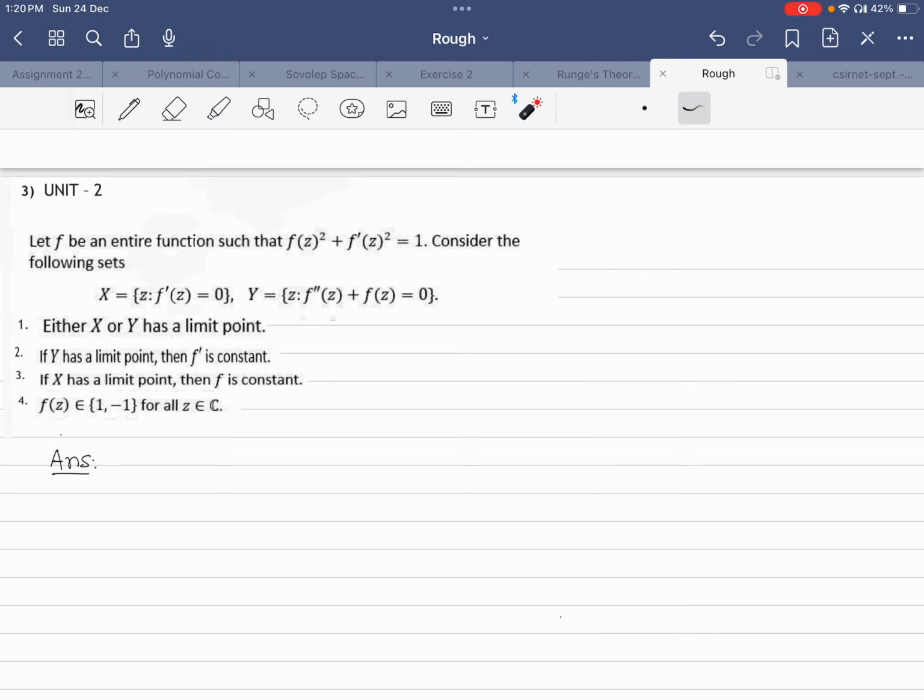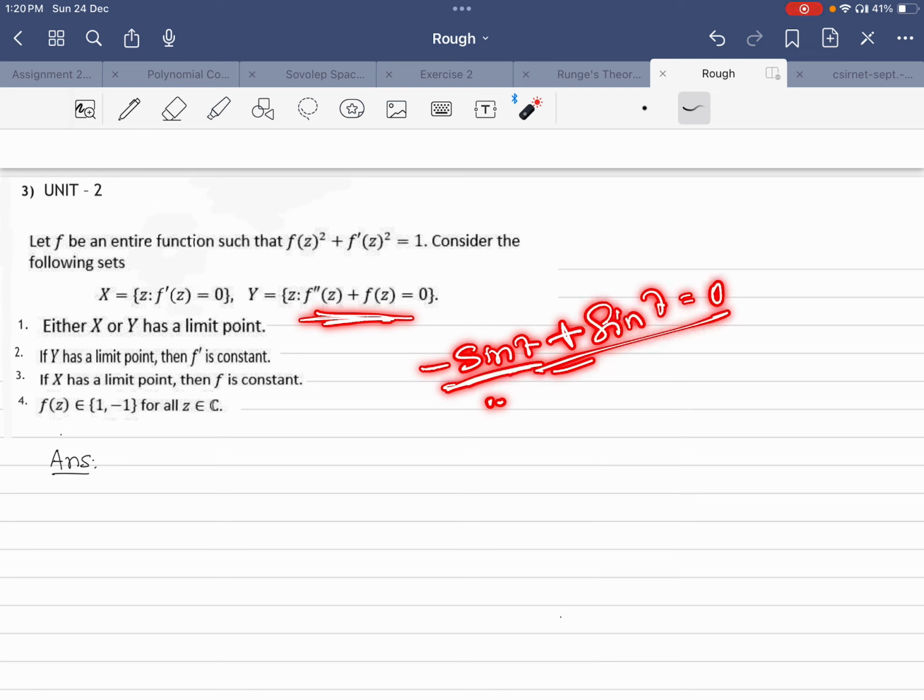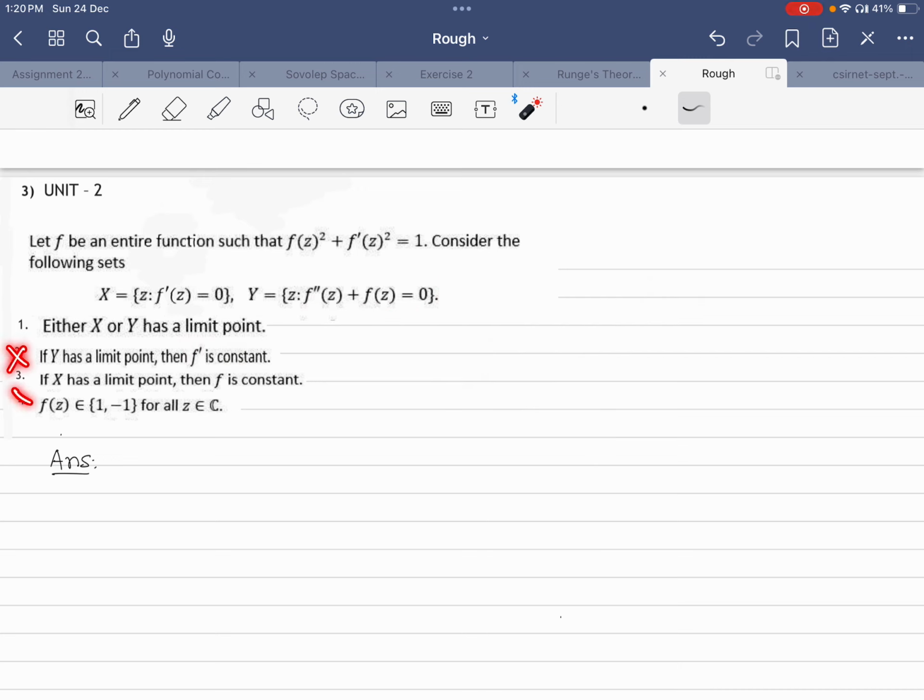Then if I take, let's say, sin z, then if I compute what is Y, okay, what is the double prime of sin z? That will be minus sin z. So f double prime plus f, that is minus sin z plus sin z, that is always 0, right? So Y will be just C. So obviously Y has a limit point, but f prime is not constant, right? So 2 and 4 are gone using that simple observation.